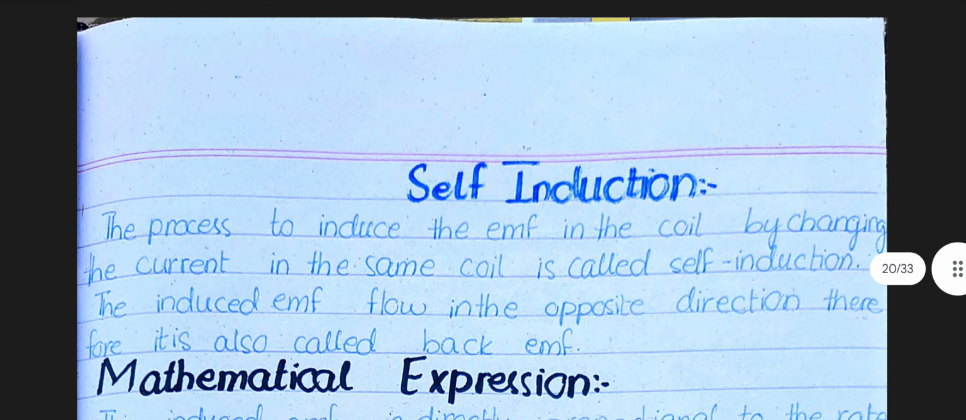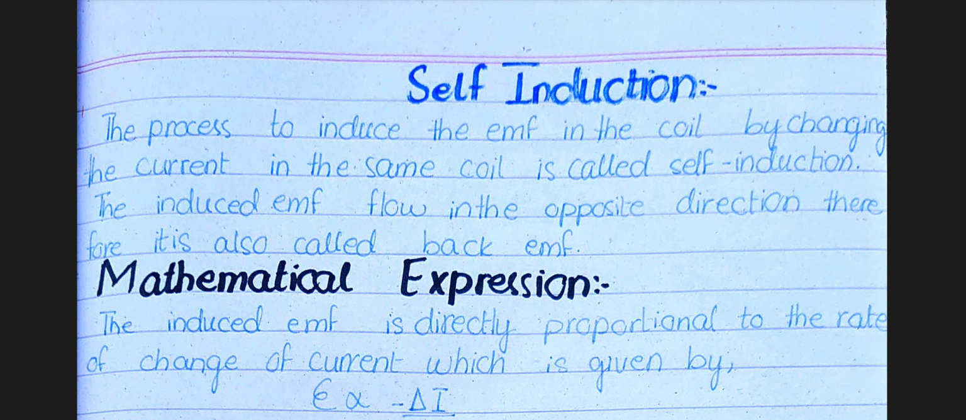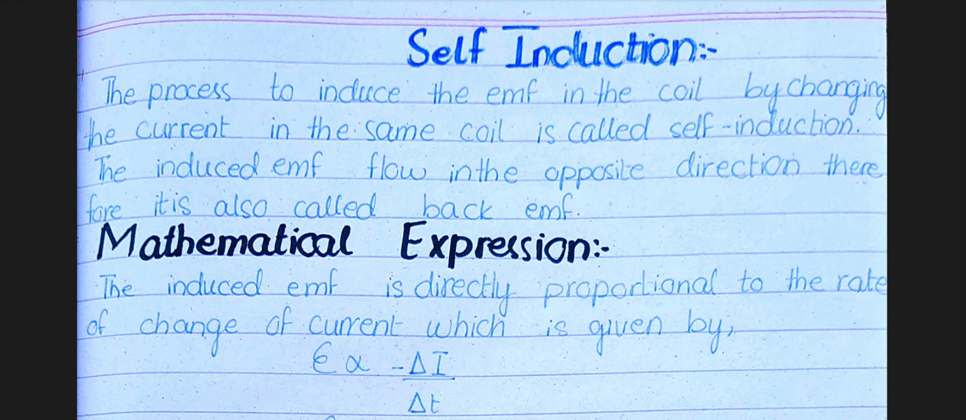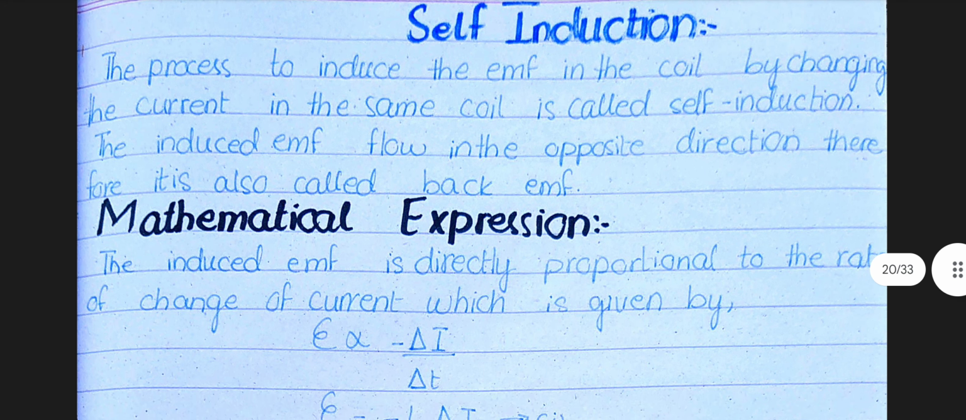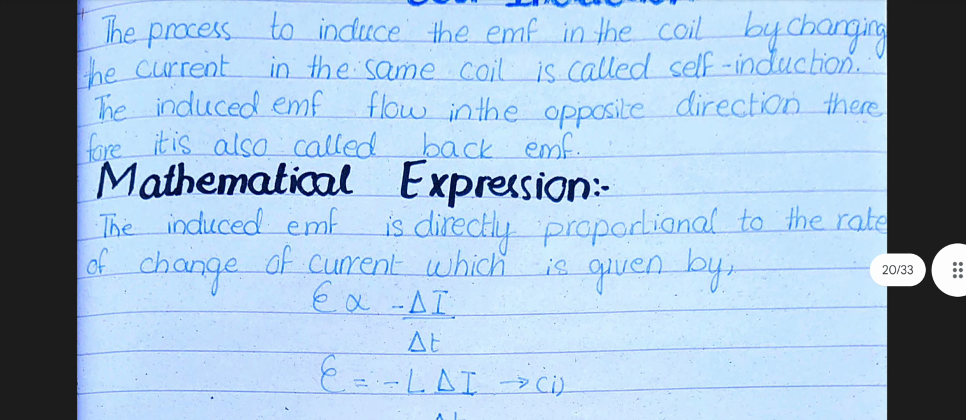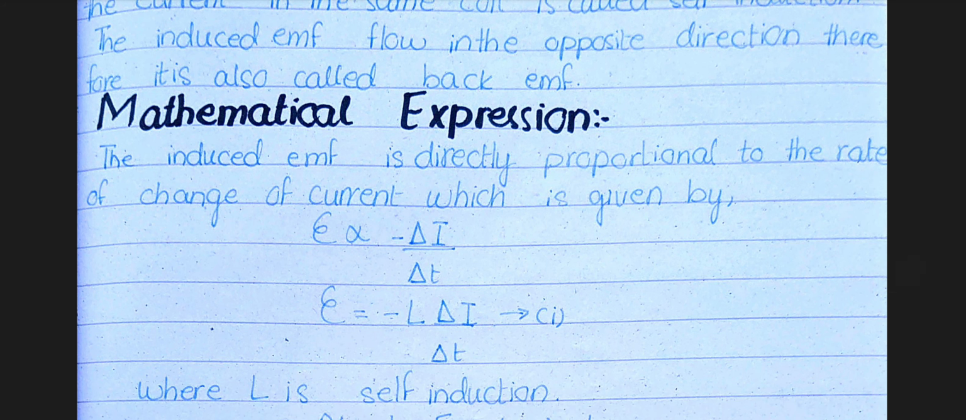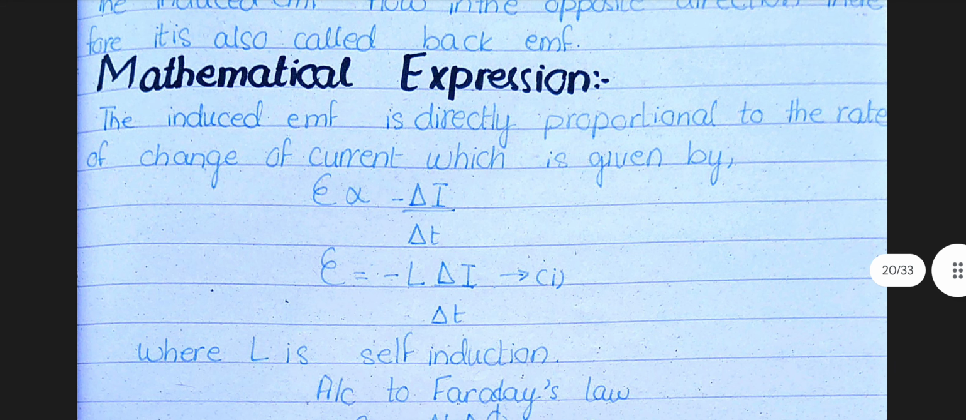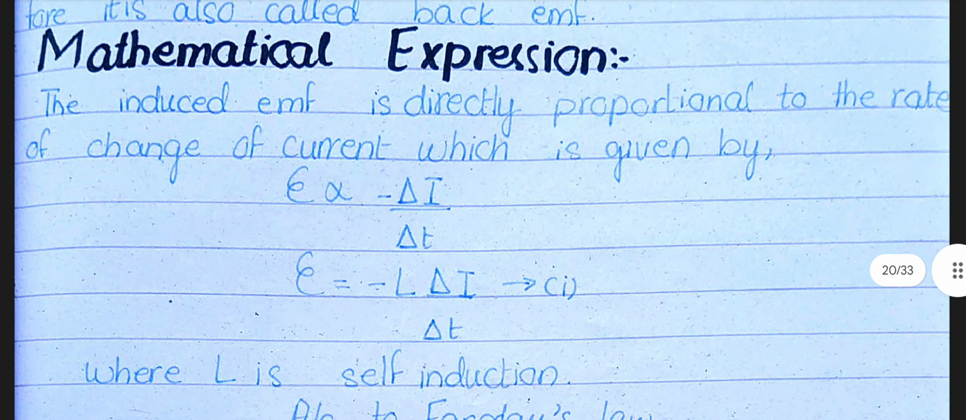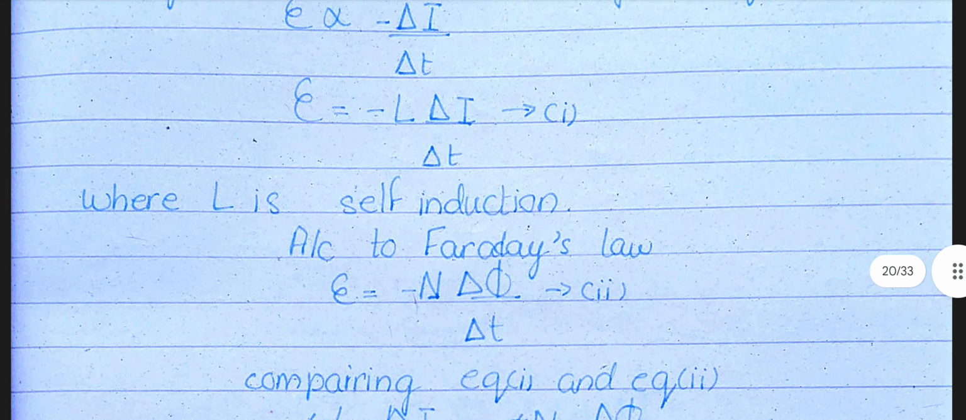Self-induction. The process to induce the EMF in the coil by changing the current in the same coil is called self-induction. The induced EMF flows in the opposite direction, therefore it is also called back EMF. Mathematical expression. The induced EMF is directly proportional to the rate of change of current, which is given by E is directly proportional to minus delta I upon delta t. E is equals to minus L delta I upon delta t, equation 1, where L is self-induction.